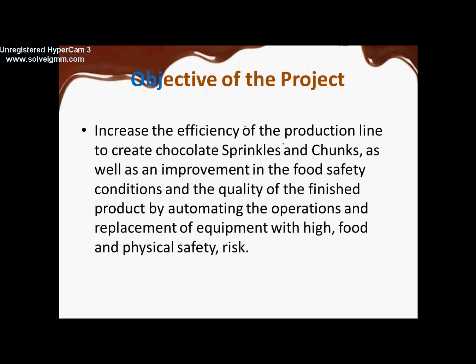So from these opportunities, we create a new project, a project to automate this line. The objective of this project was to increase the efficiency of the production line to create chocolate sprinkles and chocolate chunks, as well as an improvement in the food safety condition and the quality of the finished product by automating the operations and replacement of equipment with high food and physical safety risk.